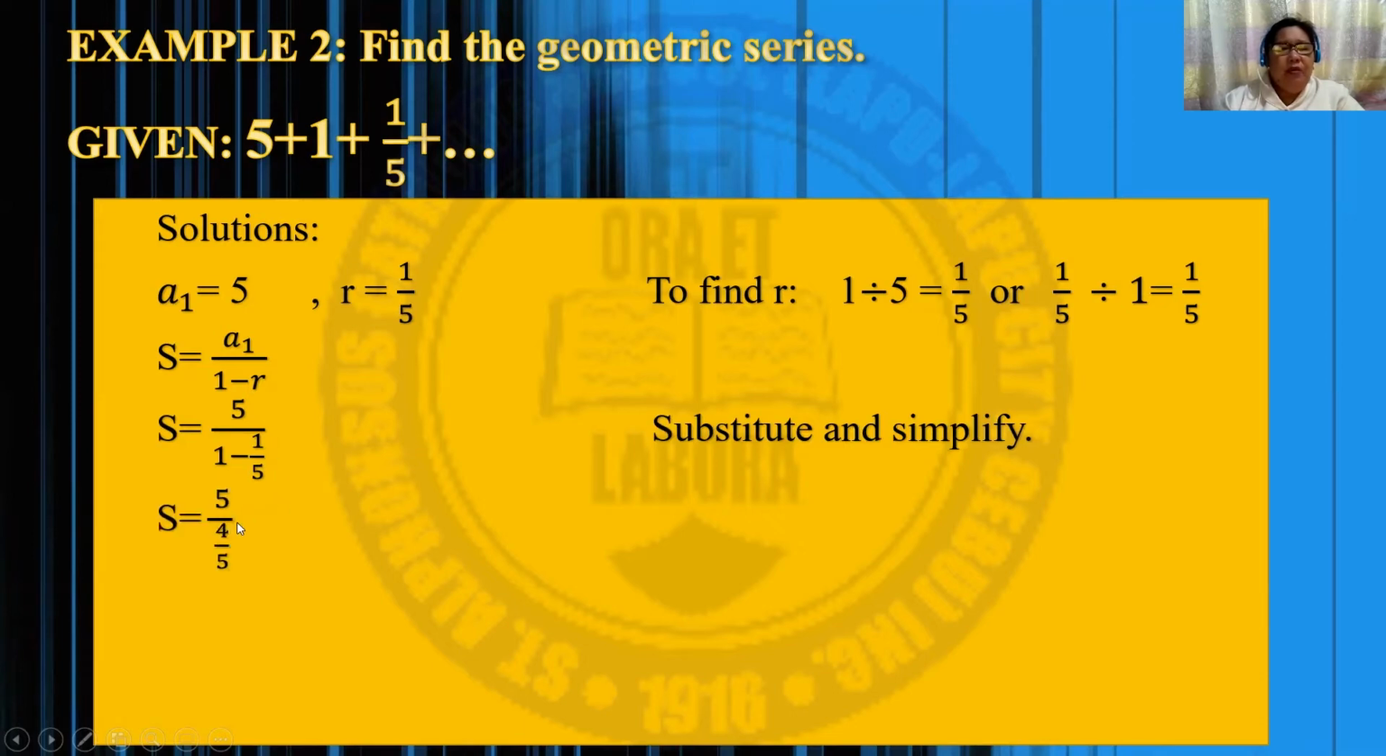Simplify 5 over 4/5. So just take the reciprocal of 4/5, that's equivalent to 5/4. That is 25 over 4. So the sum of the geometric series wherein the first term is 5 and the ratio is 1/5 is 25 over 4.